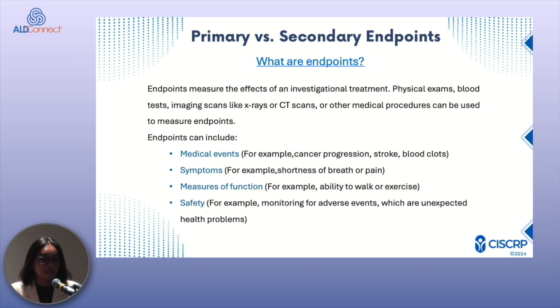Endpoints can include medical events, so for example, if blood clots happen, symptoms, so if a patient has developed shortness of breath or pain, measures of function, so the inability or ability to walk. And lastly, safety. They monitor for adverse events, which are unexpected health problems.